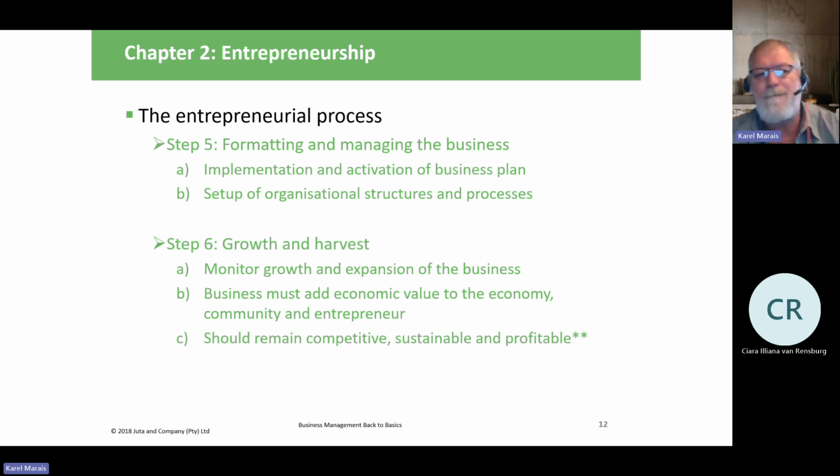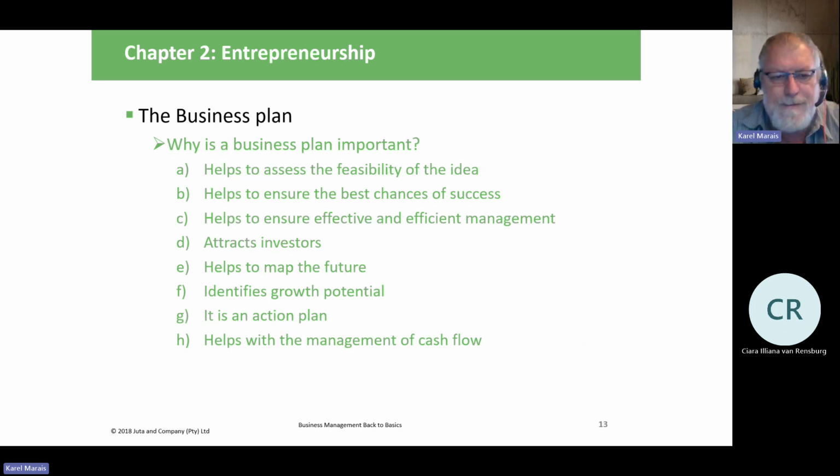So there are different approaches that people will have, as long as you know what your approach is going to be, and as long as you understand what you're going to do. I promised you the business plan. So here we go. Here's the business plan. So we need to firstly look at, why do we have a business plan?